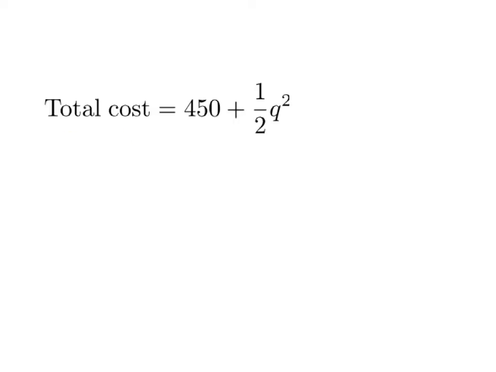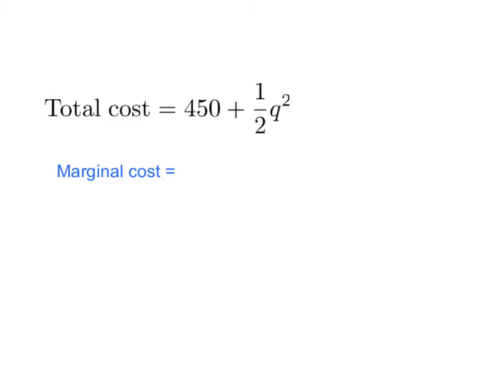Here's the total cost function for our business. We've got the fixed cost, which is given here by 450, and we've got the variable cost. Remember, we've been using the notation little c of q for our variable costs. Here, that function is simply a half q squared. Now we can use these to get our marginal costs and our average costs. First, let's look at our marginal cost.